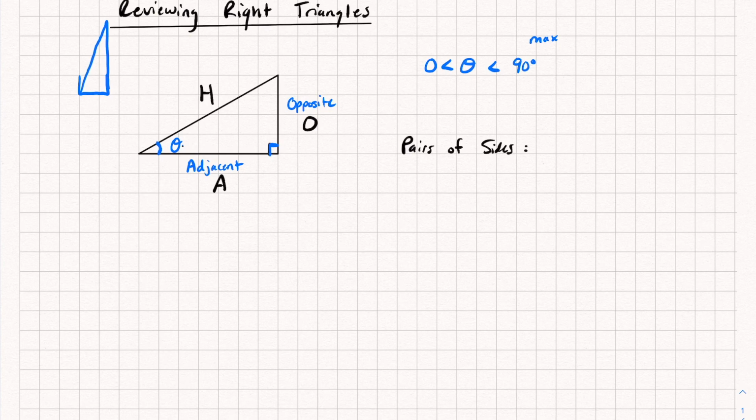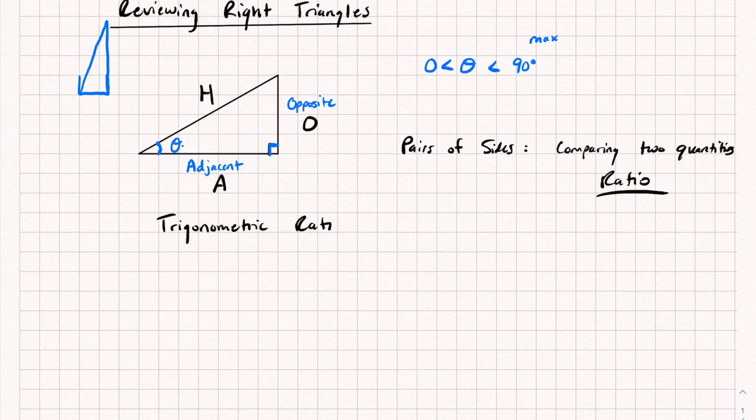Well, when I'm comparing two quantities, we call that a ratio. Two quantities. In mathematics, we call this a ratio. So what I'm about to show you is what's called the trigonometric ratios. It is the names given to specific pairs of a right triangle given a specific angle.